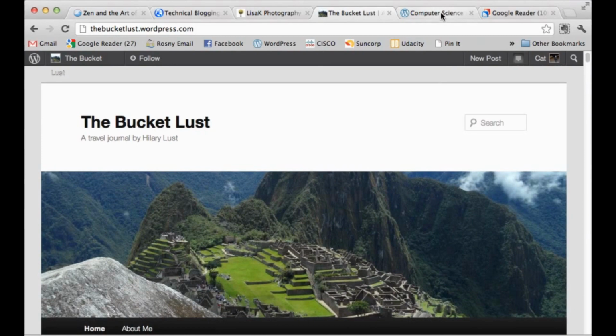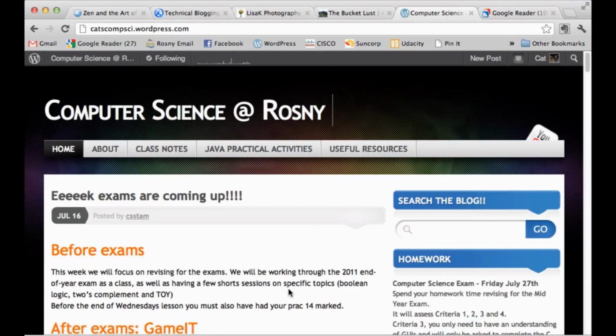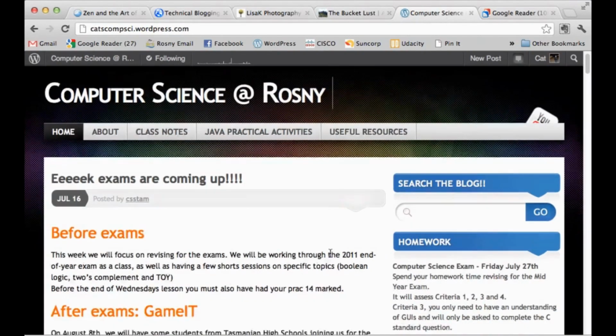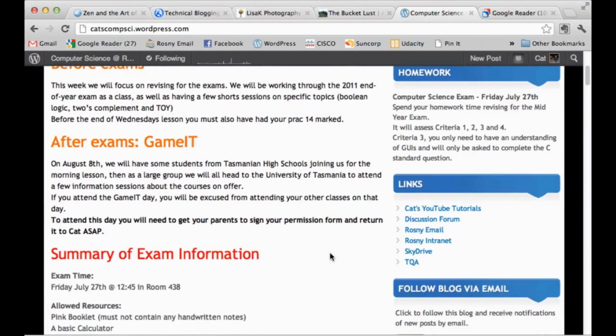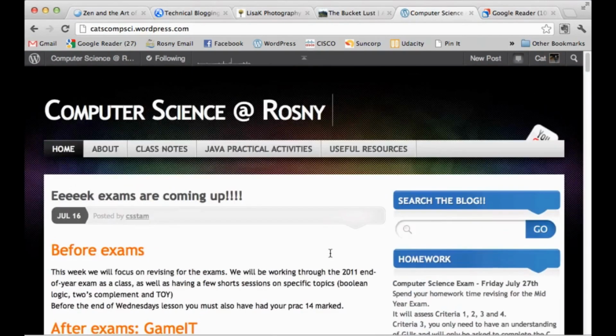Looking at an edu blog, we've got my own blog, which is Computer Science at Rosny College, and this is where I blog every lesson. And I also put all class resources for the students, the class notes, practical activities, additional resources. So that's one that I do for educational purposes. So each of these blogs have their own purpose, and it's important that the purpose is clear when you first go to that blog.